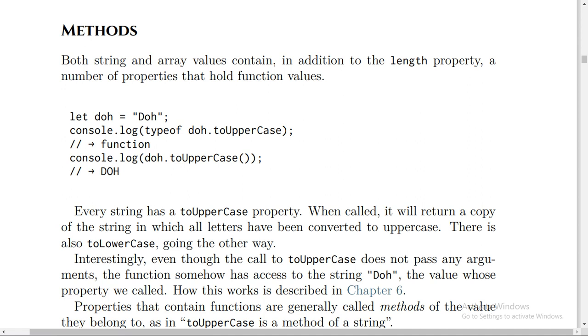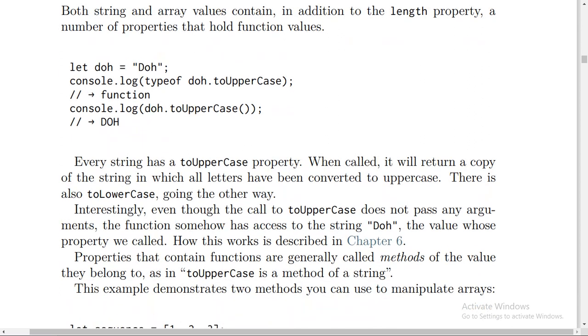console.log(doh.toUpperCase()); semicolon, then the result will be DOH. Okay, toUpperCase, not lowercase. So every string now has a toUpperCase property, and when called, it will return a copy of the string in which all letters have been converted to uppercase, and there is also toLowerCase going the other way.